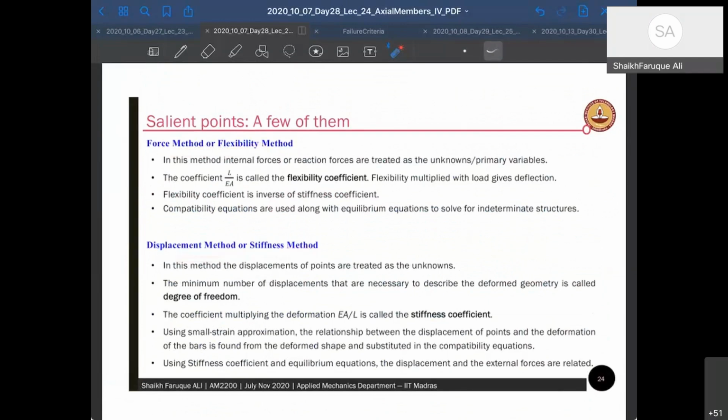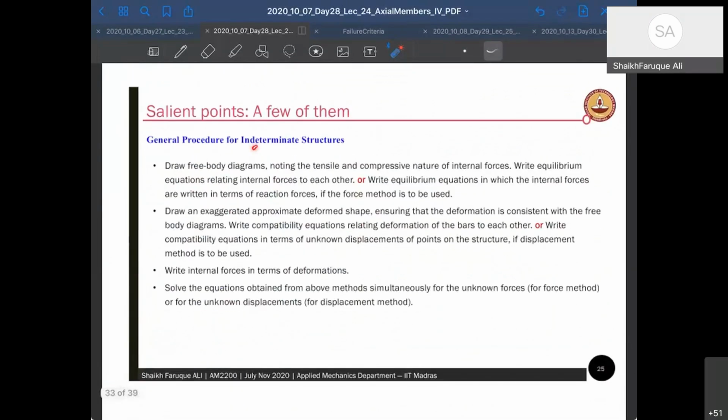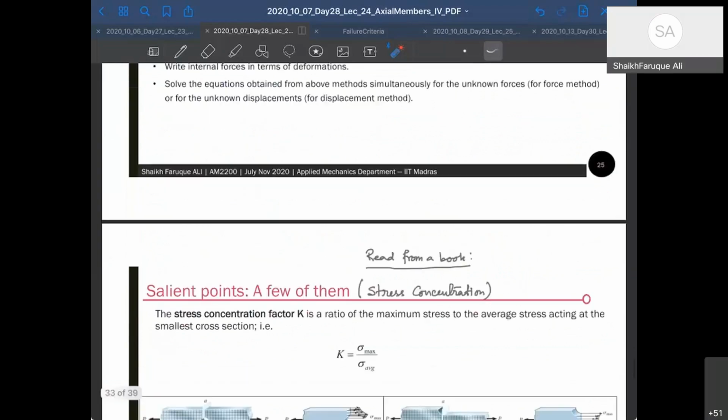These step-by-step things are all given, and what are the different things that you have to do or know are all given. Please go through them. Okay, general procedure for solution for indeterminate structures. You have to free one of the forces, or free one of the degrees of freedom, and then put a force and then solve it. All those details are here.